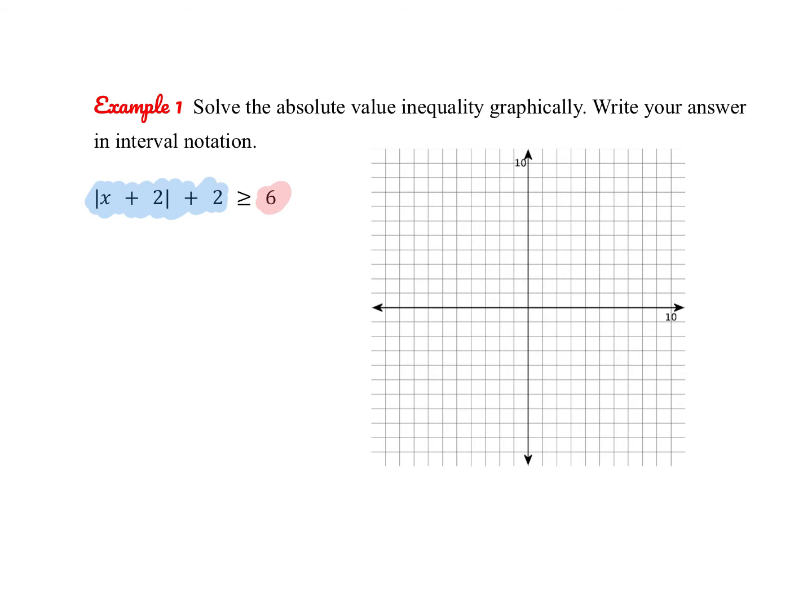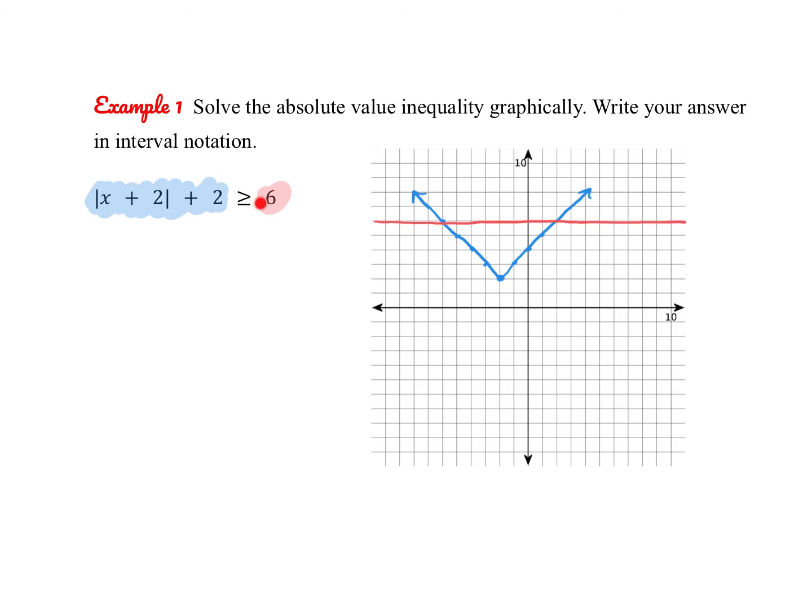So I'm going to graph the left side in blue. There my vertex is -2, 2, and the slope is +1 going to the right. And the slope is -1 on the left. Then I'm going to graph the right side of my equation, which is the constant function y equals 6. So like this.